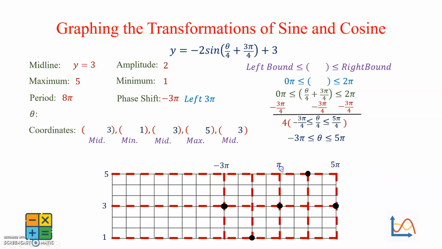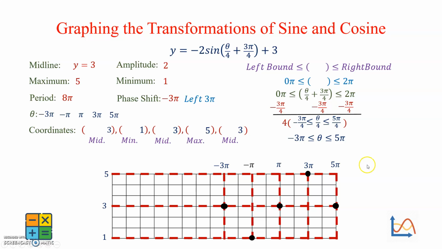Average the -3 pi and the 5 pi. That gives us pi. Average the -3 pi and the pi. That gives us negative pi, and average the pi and the 5 pi. That gives us 3 pi. So now we have our 5 thetas, negative 3 pi, etc.